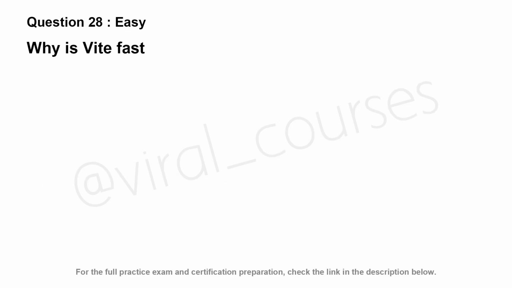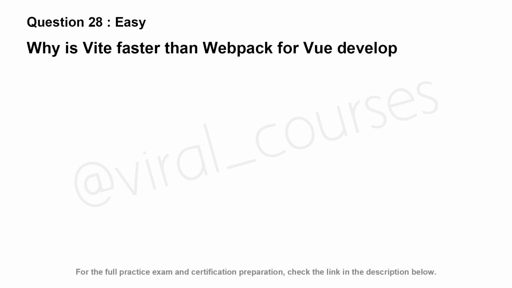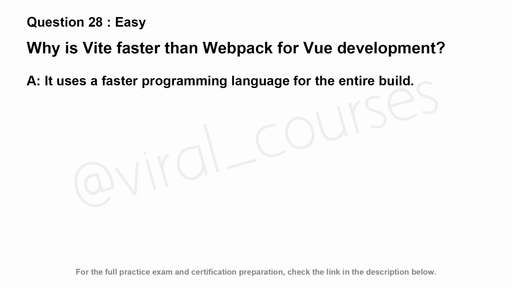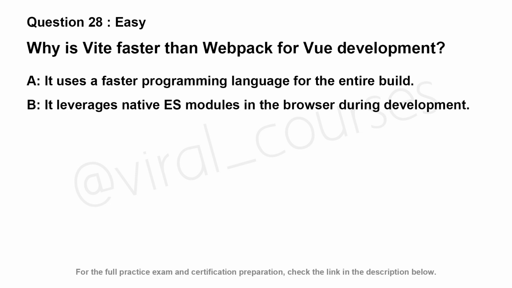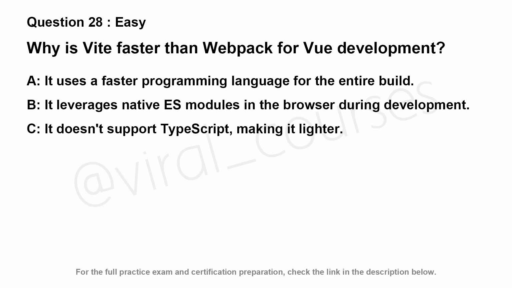Why is Vite faster than Webpack for Vue development? Option A. It uses a faster programming language for the entire build. Option B. It leverages native ES modules in the browser during development. Option C. It doesn't support TypeScript, making it lighter. Option D. It ignores CSS files during the build.